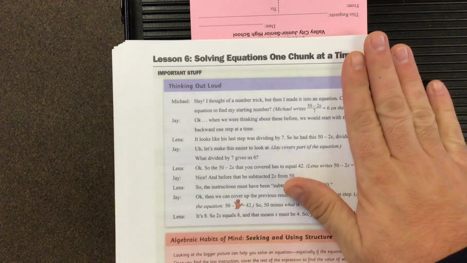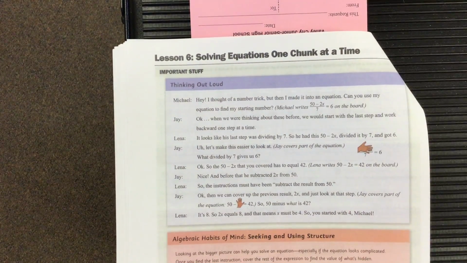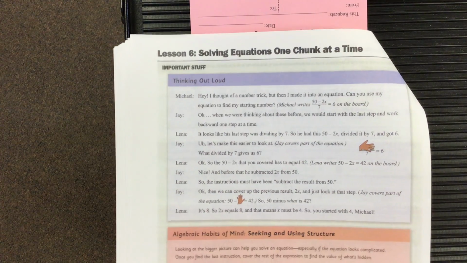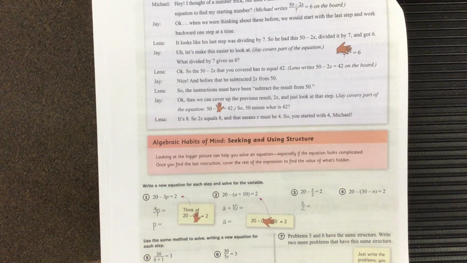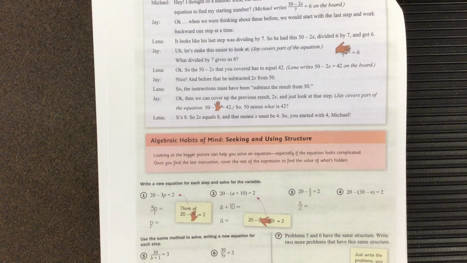On page 28, lesson 6, solving equations one chunk at a time. If you read the little rectangle in the middle, it says looking for the bigger picture can help you solve an equation, especially if the equation looks complicated. Once you find the last instruction, cover the rest of the expression to find the value of what's hidden. They have a little hand placement here.